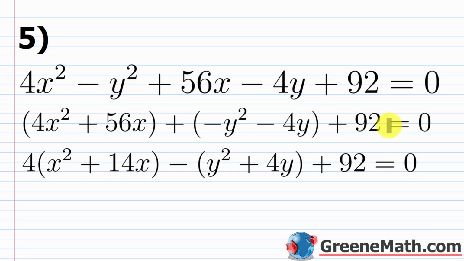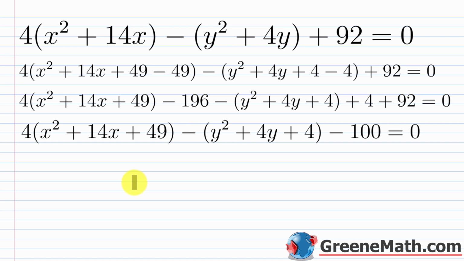So of course you want to factor out the coefficient of your squared variable in each case if it's not 1. So here it's going to be 4, so pull that out. Here, you could say negative 1, so pull out this negative and put it out in front of the parentheses. So you get 4 times the quantity x squared plus 14x, then minus the quantity y squared plus 4y, plus 92 is equal to 0.